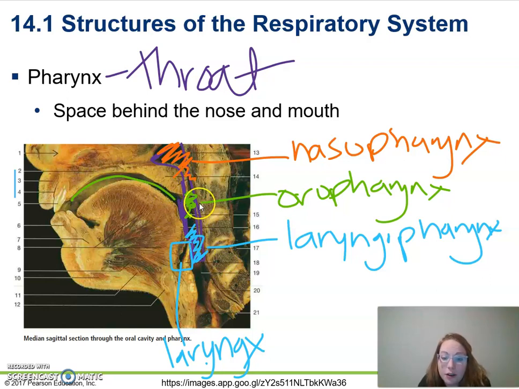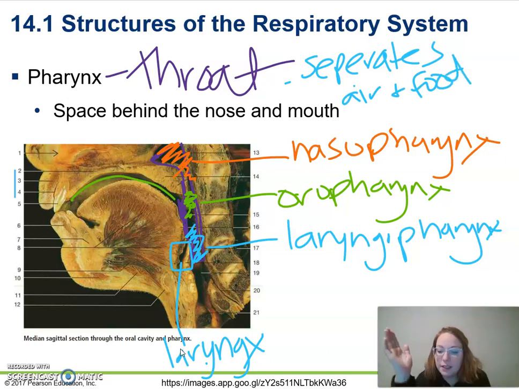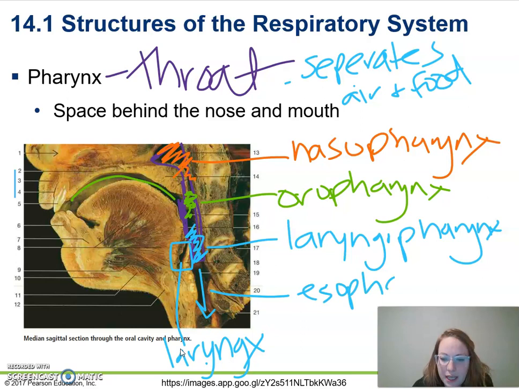So food is going to go back through the laryngopharynx into the esophagus down to the stomach. And air is going to go into the larynx, the voice box, to your trachea, the windpipe, down into your lungs. Okay, so this is the last structure that both air and food should be going down. Basically, the larynx is going to close off when you swallow food. Okay, and then down we've got the esophagus. We'll look at that in the digestive system. Cool.